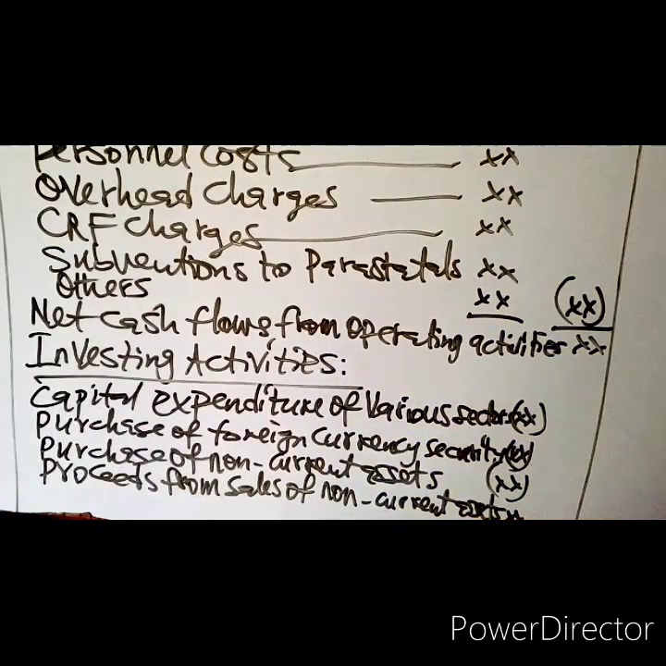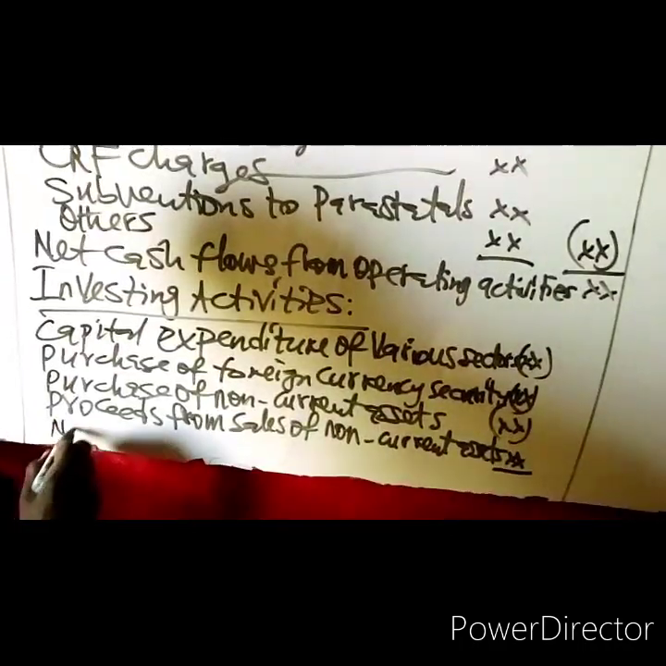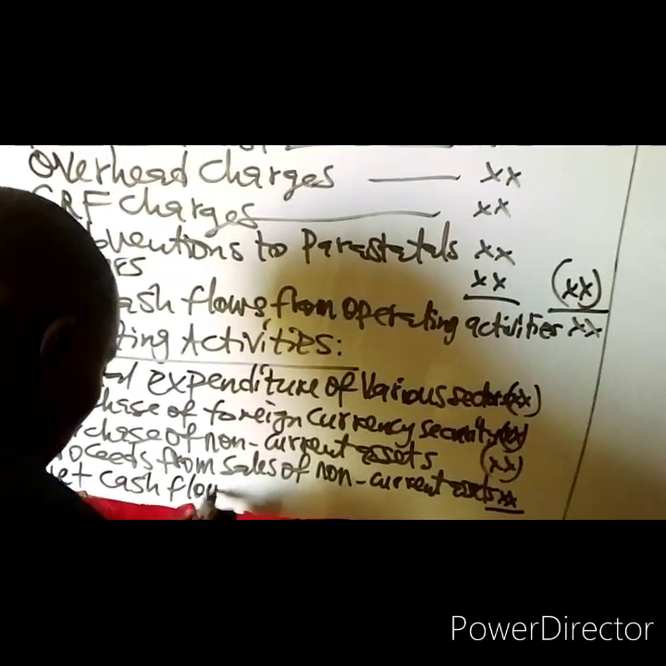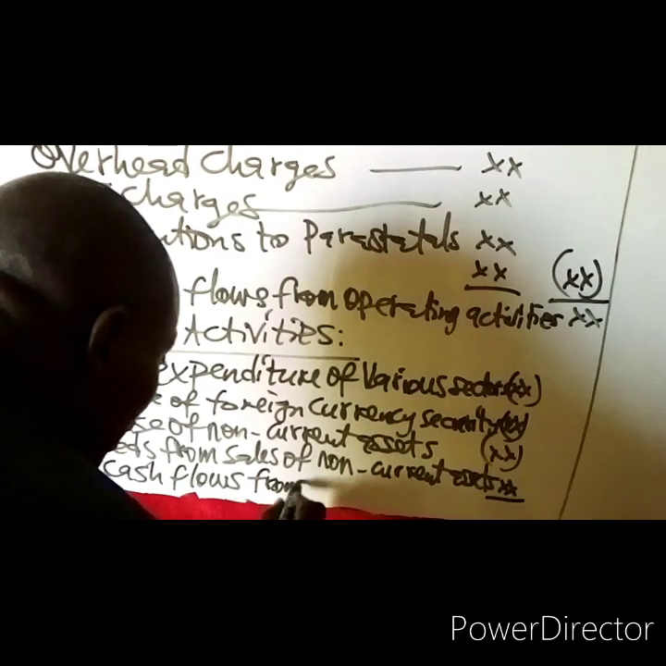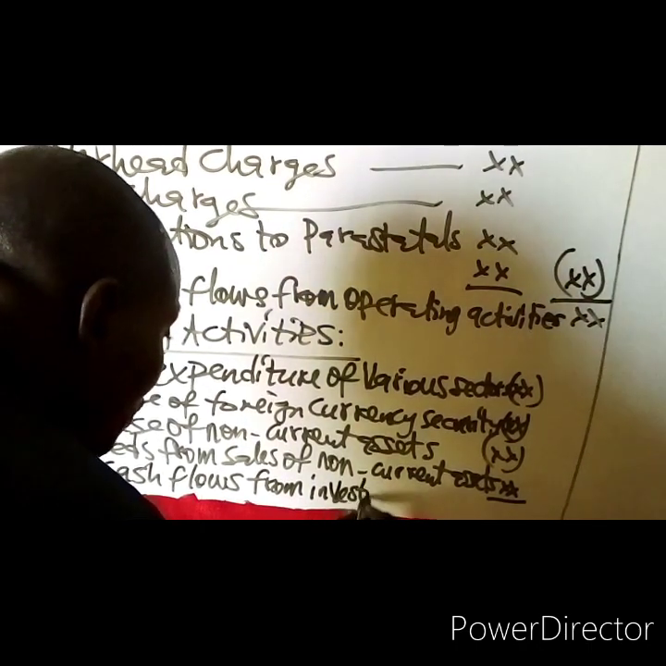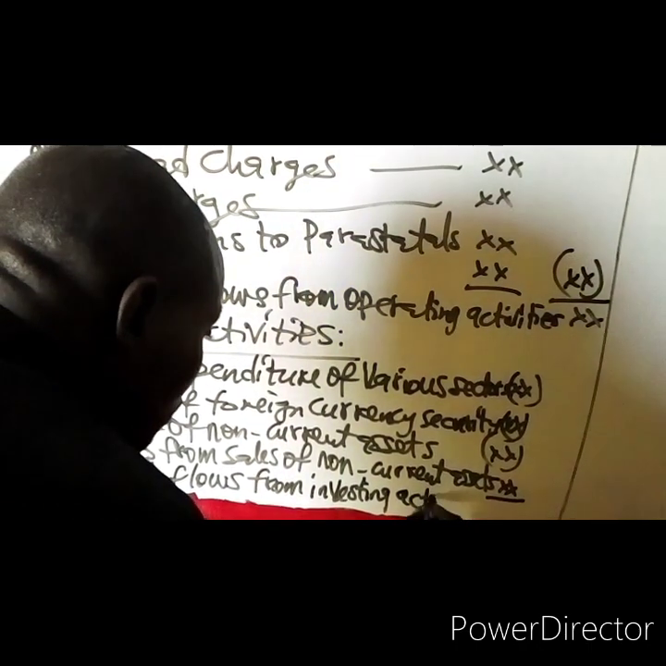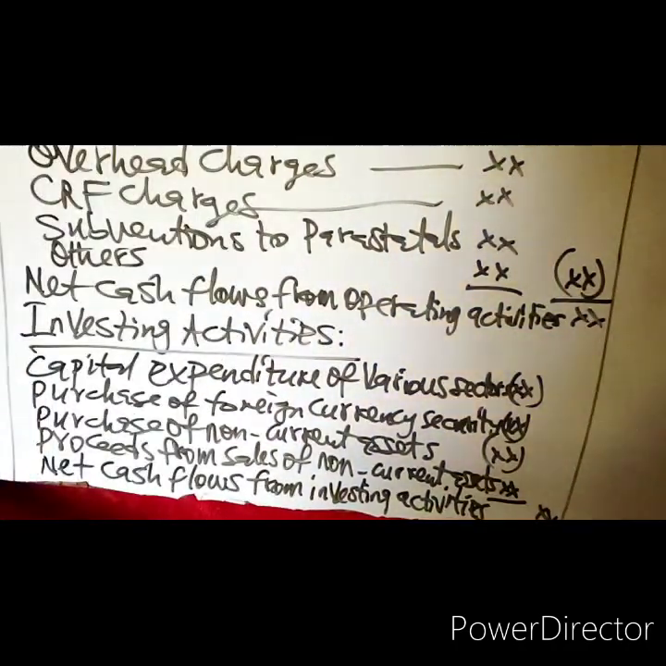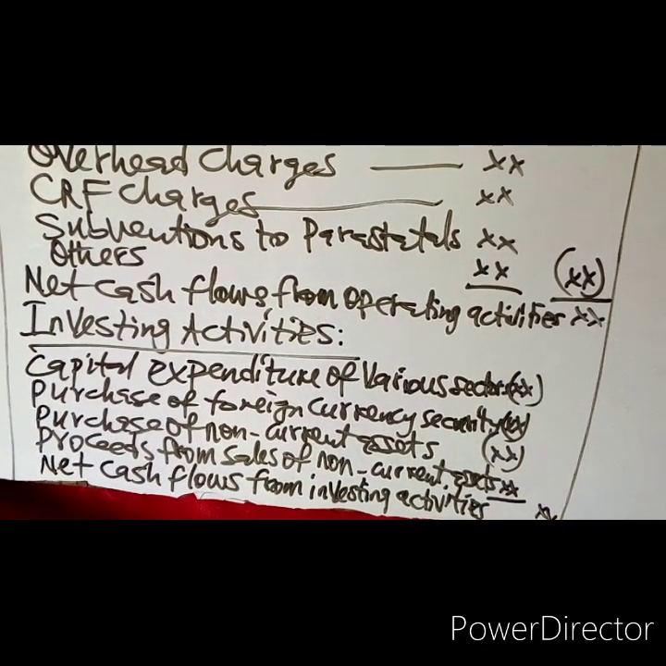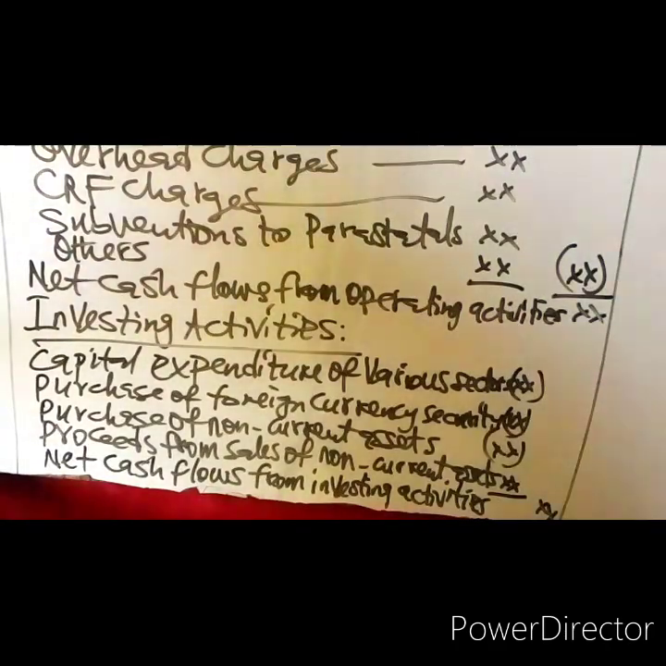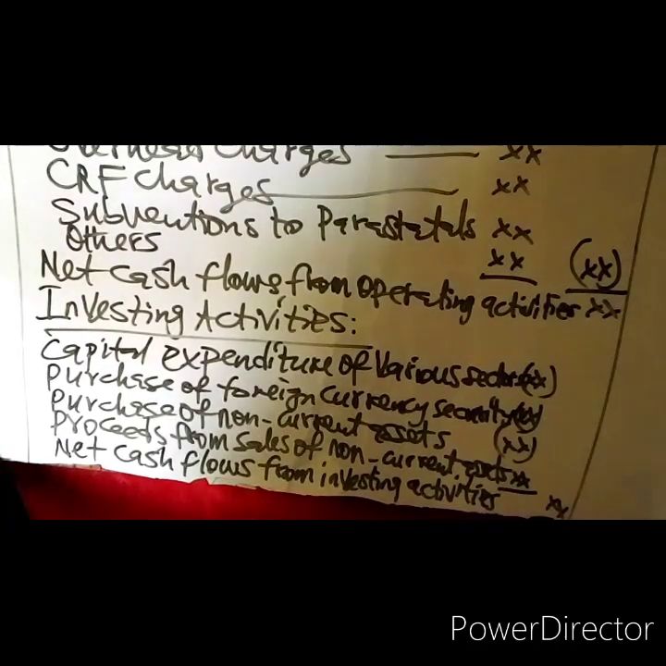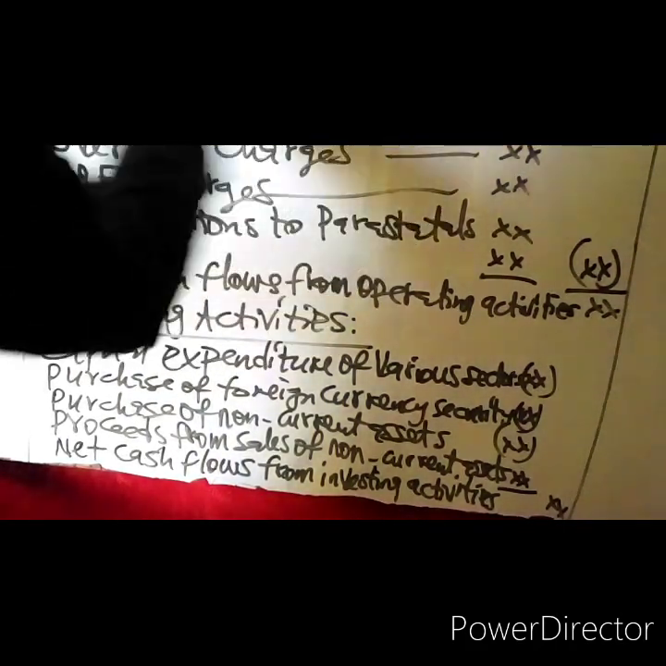Then you sum it up. You now get net cash flows from investing activities. That is investing activities. After investing activities, the third heading will be financing activities.